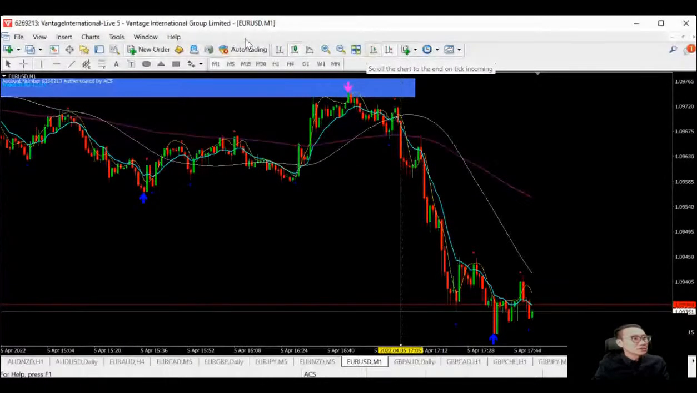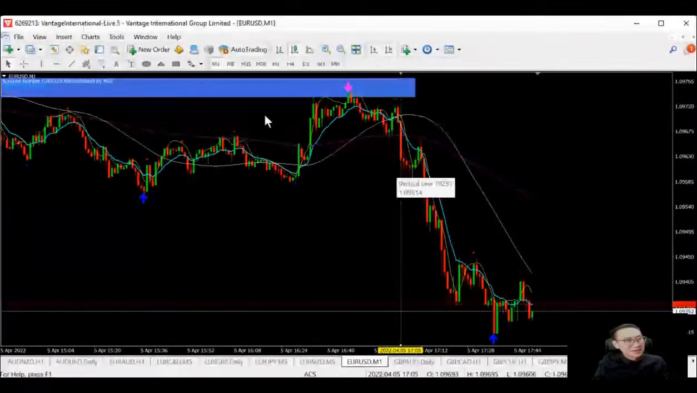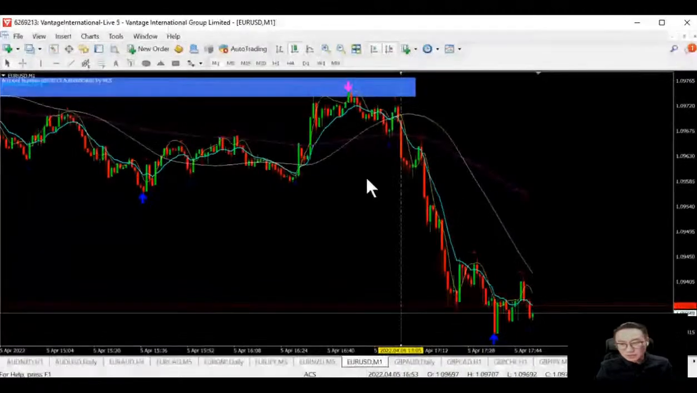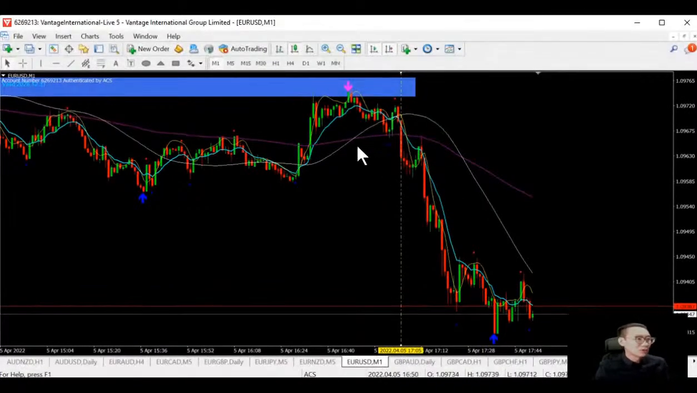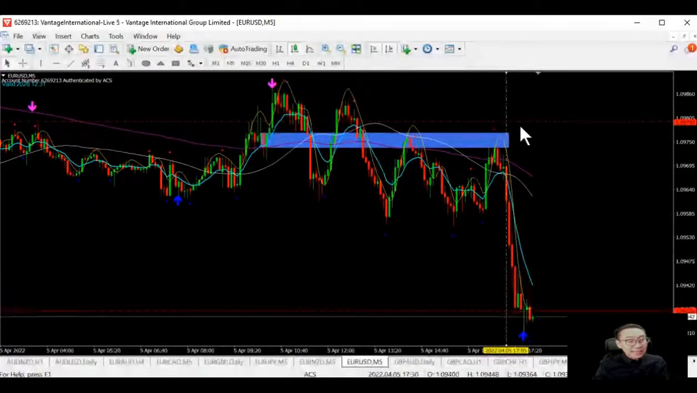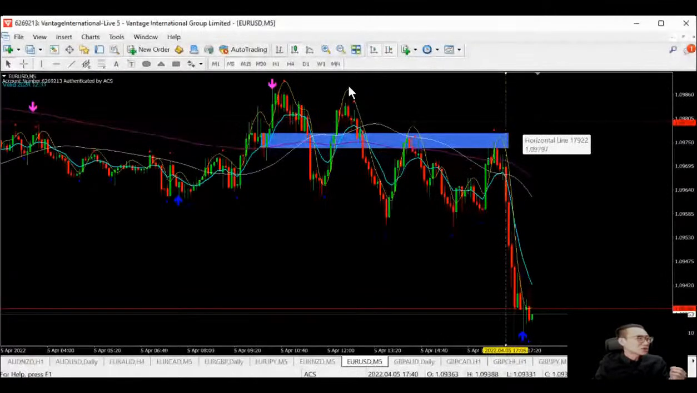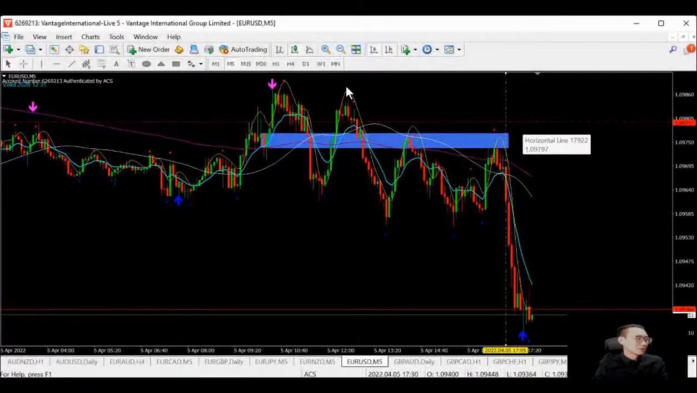Let's see over here. So can you see, do we have a good entry point here? Okay, yeah. So this is exactly that you must know how to spot. You must know how to spot it.